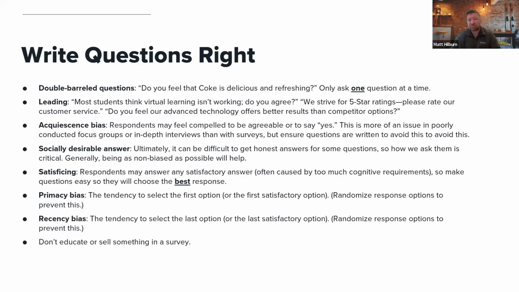Leading questions. I find this really common in nonprofit research for some reason. And I think it's because anytime we're trying to get information about anything of importance, perhaps the people writing the survey have a little bit of passion regarding that topic, and questions can somehow reflect that passion. So leading would be, most students think virtual learning isn't working. Do you agree? You wouldn't want to say it that way. You would want this to be a very neutral question asking how they feel about whether virtual learning is working or not.